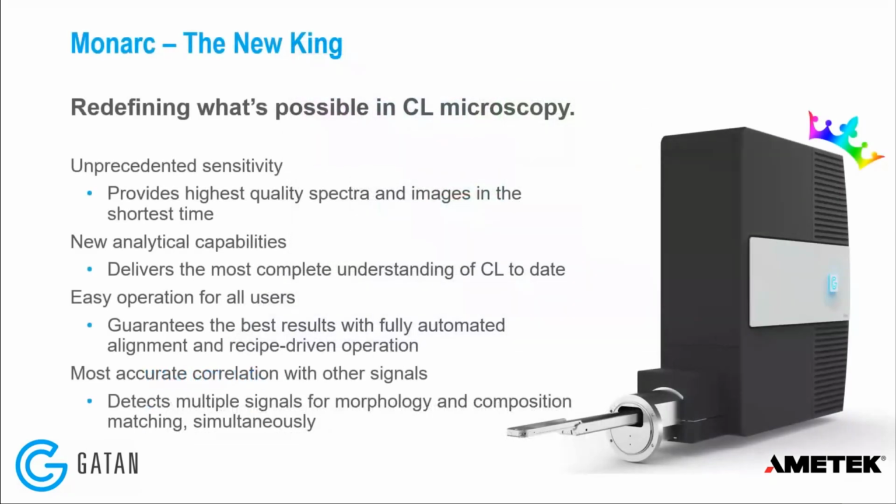And then to summarize, a reminder that Monarch is a relatively new system on the market. It really has redefined what's possible in CL microscopy, providing the highest quality spectra and images in the shortest time, brand new analytical capabilities and completely new insights into materials. For example, that energy momentum spectroscopy that we went through on an earlier slide. And this is available for everybody because everybody is guaranteed the best results with a fully automated alignment and some recipe-driven operation that's built into the tool as well. And of course, we're able to provide perfect pixel registration between all of those signals available to you in the SEM to give you the best, most accurate correlation with other signals.